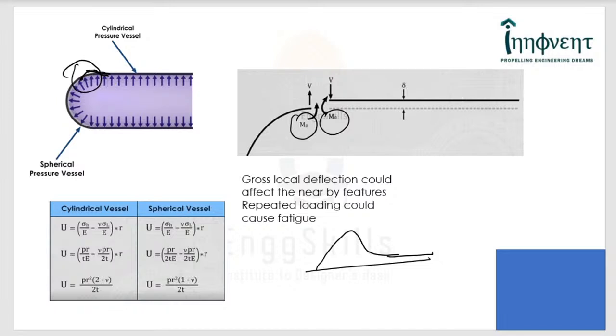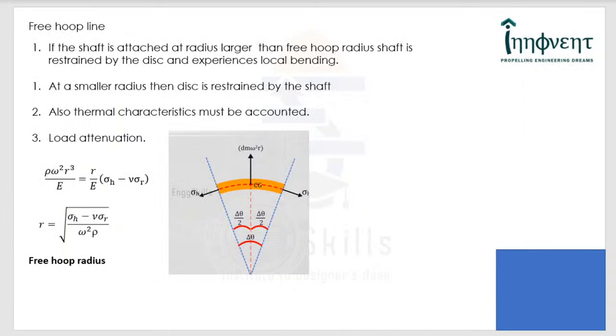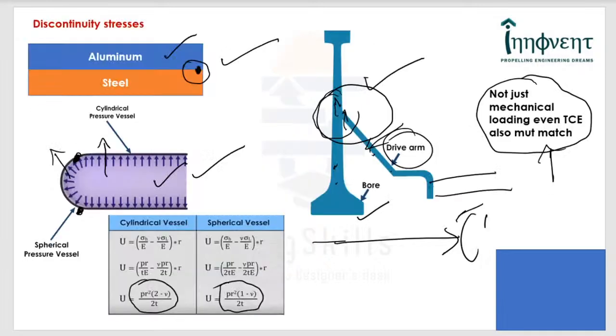So let's move on. Now I was talking about the disc and the drive arm. Now the question is, where exactly must you attach the drive arm so that they do not restrain each other. In fact, if you look here, the drive arm should be attached at a certain radius, such that neither the drive arm restrains the disc nor the disc restrains the drive arm.